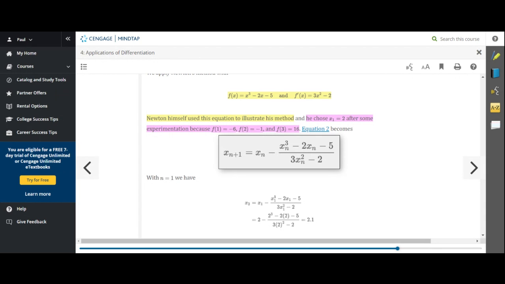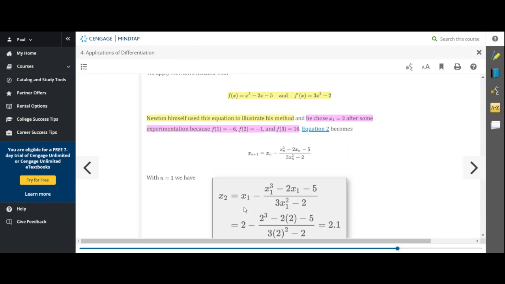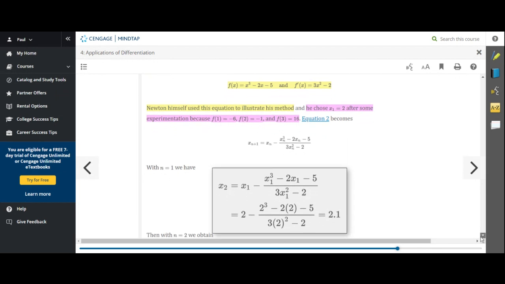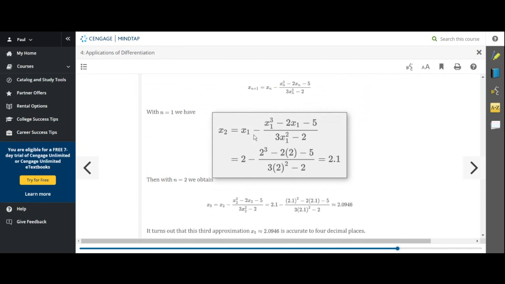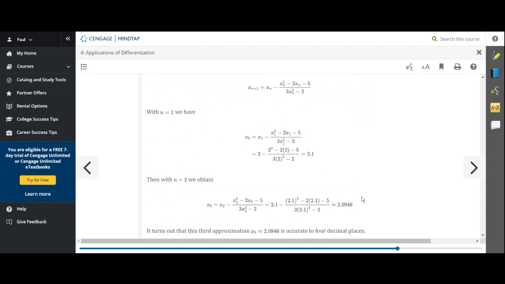And so the first approximation we get is x sub 2. So x sub 2 would have to equal x sub 1 minus the quotient of the function f of x sub 1 divided by the derivative f prime of x sub 1. And x1 is equal to 2, so you just plug in 2 everywhere you see the x1 and you get 2.1.